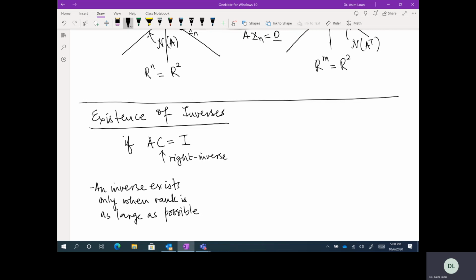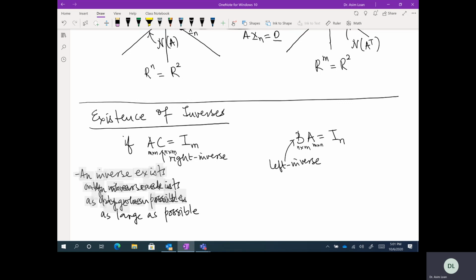So keeping this in mind, when the rank is as large as possible, A is m by n, this is obviously n by m, so this is I_m. And if BA is I, so this is m by n, this is obviously n by m, so this is I_n. This B is called the left inverse because it's on the left of the matrix A. So an inverse exists only when the rank is as large as possible.